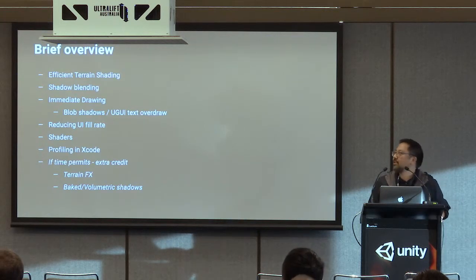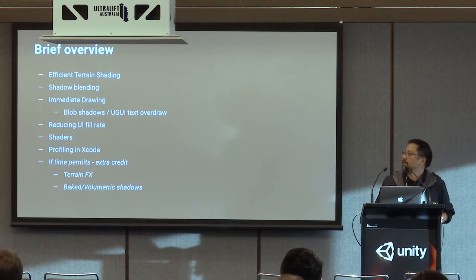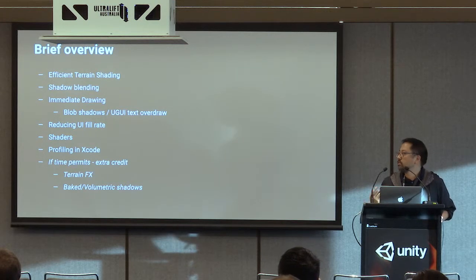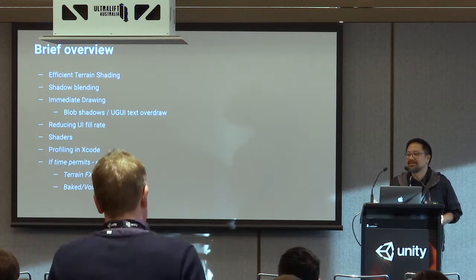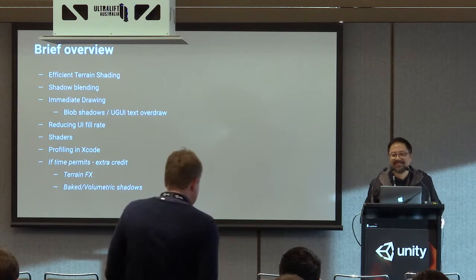Brief overview: we can talk a bit about terrain shading, how we did shadow blending, and something called immediate drawing I use to render blob shadows, and also improving UGUI text overdraw. And quick tips about reducing UI fill rate, shaders in Unity, and finally, profiling in Xcode. And if time permits, which I doubt, I'll talk about some fun stuff. But this part's fun too, so don't worry.